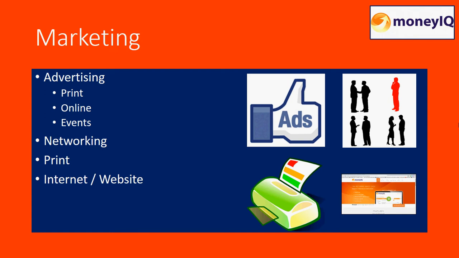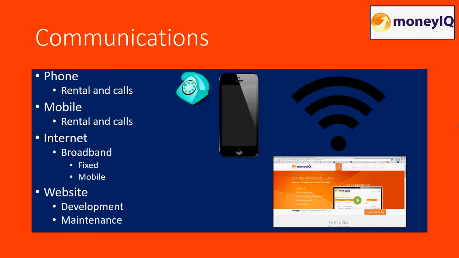Marketing costs, things like advertising, print, online, events, all those are allowable. Networking, that's pursuing business, so that's okay. Print costs and everything to do with the internet website, that's obviously allowable. So along those themes, communication, you've got phone, mobile, internet, and your website costs. All these costs are allowable for business.